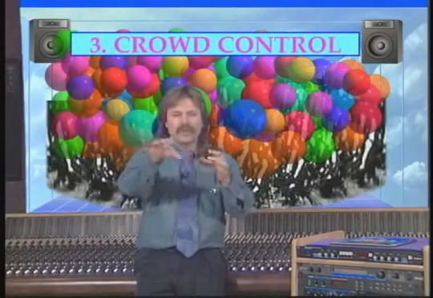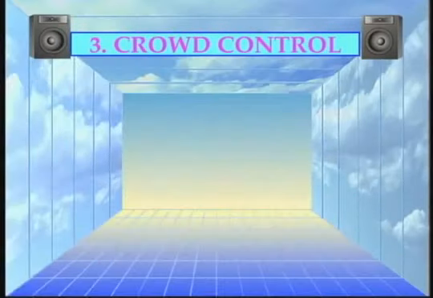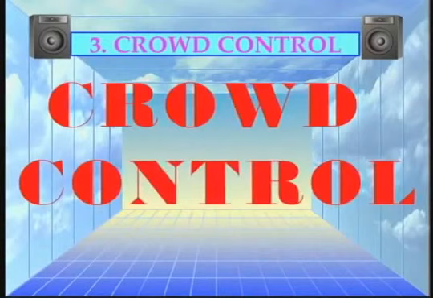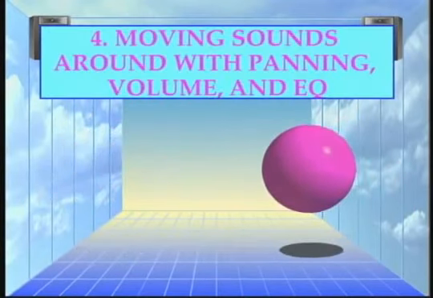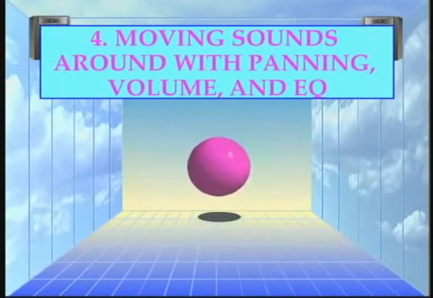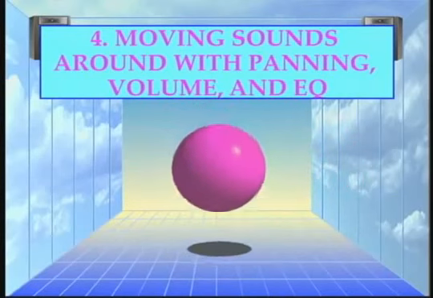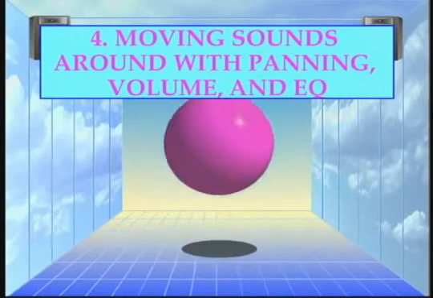When you have a lot of sounds in the mix, they fill up the space, causing masking. With only a few sounds in the mix, there's plenty of room and they sound clearer. Therefore, it all becomes a function of crowd control. We also learned that you can move sounds around in this three-dimensional space between the speakers with panning, volume, and EQ.